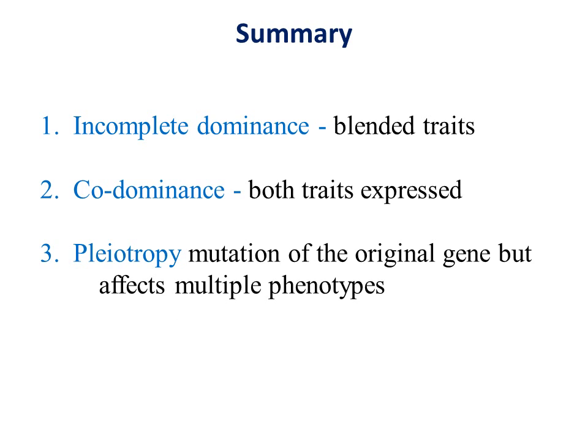So in summary, we've talked about incomplete dominance, which is basically a blending of your traits, codominance, in which both traits are equally expressed, and pleiotropy, which is just a mutation of a single gene, but it affects phenotypically many different symptoms.